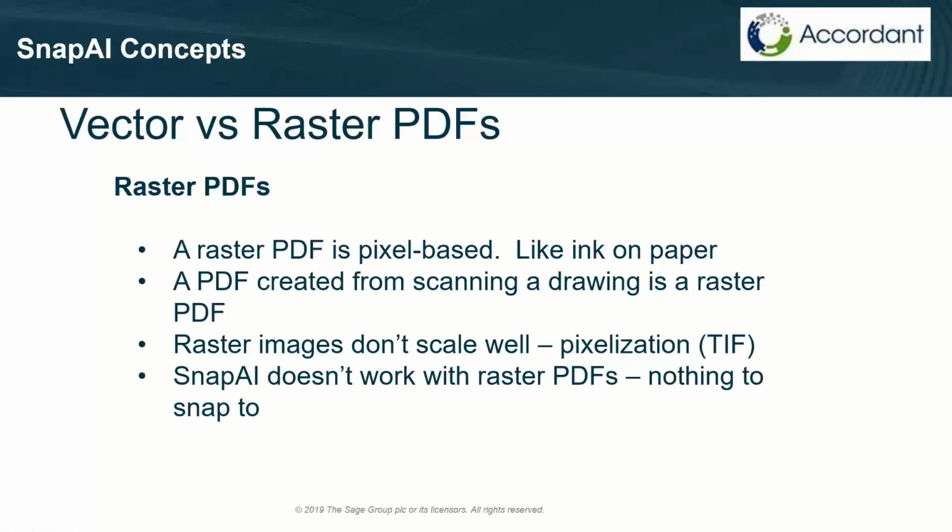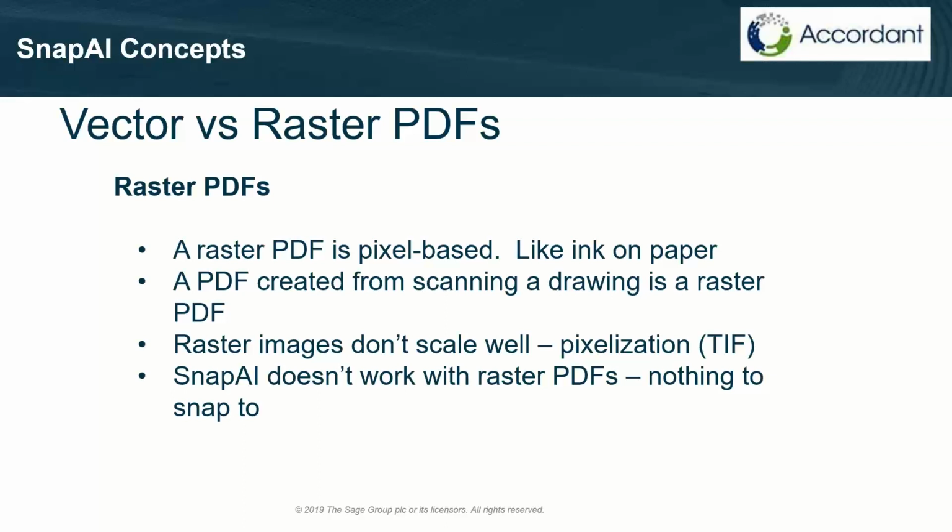So let's go over the different types of PDFs out there. With a raster PDF, it's basically a pixel-based file, digital ink on digital paper. A PDF created from scanning a drawing is a raster file. For example, if I were to scan this drawing and email that as an attachment, that would be an example of a raster file. Images don't scale well, there's pixelation.